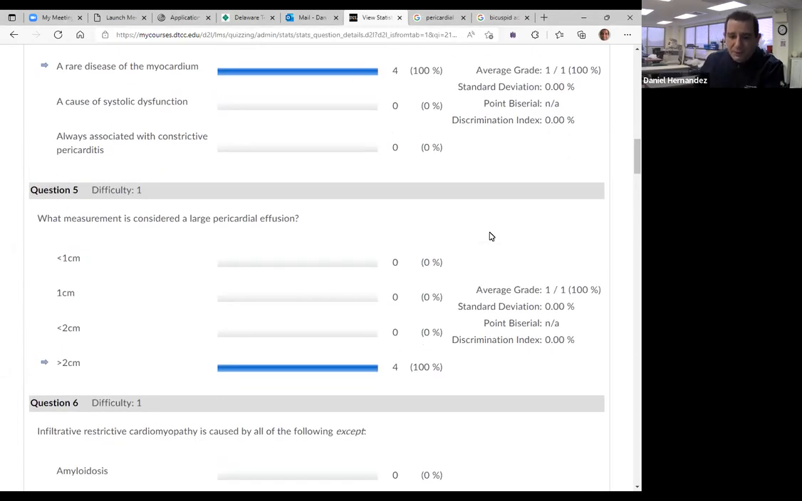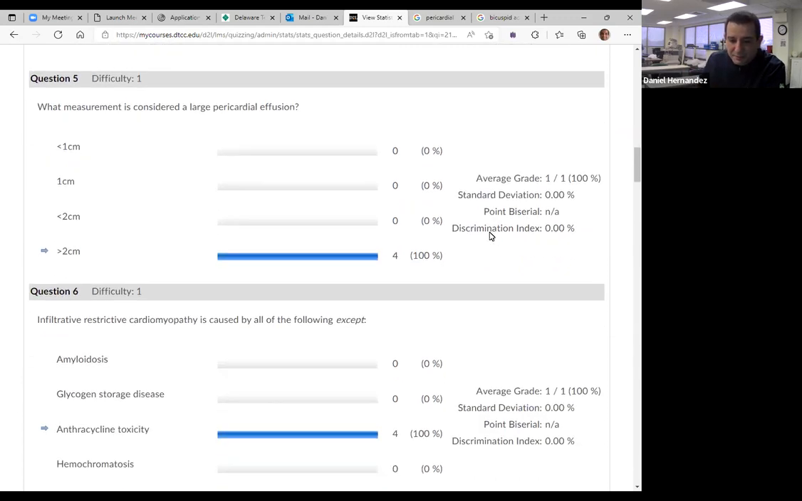Large pericardial effusion is one that's going to have a diameter greater than 2 centimeters. Moderate is 1 to 2 centimeters. Mild is less than 1. And then you can have just a trace pericardial effusion, so just a minimal or trace.